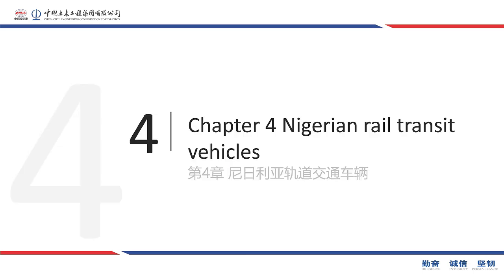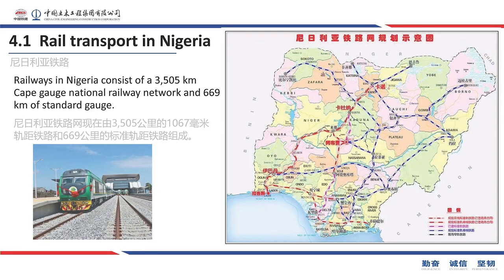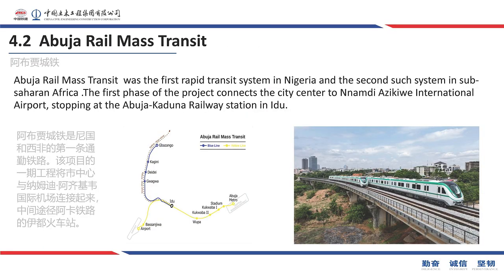Chapter 4: Nigerian Rail Transit Vehicles. Nigeria's rail network. Now, let us focus on Nigeria. Nigeria has a mixed railway system, consisting of 3,505 kilometers of Cape gauge track and 669 kilometers of standard gauge lines.